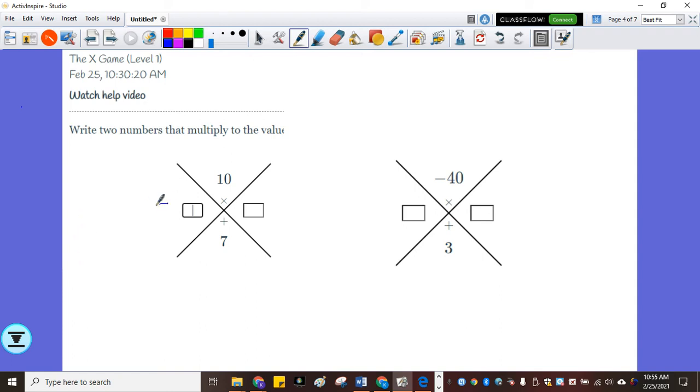Perfect. 5 and 2. Is it the same if I put 2 then 5? Yeah, it is. So 5 and 2. Yep, those are your answers. All right, now it gets a little harder because it multiplies to negative 40 and adds to 3. And 40 has a lot of different factors, so it might be worth writing them all out.